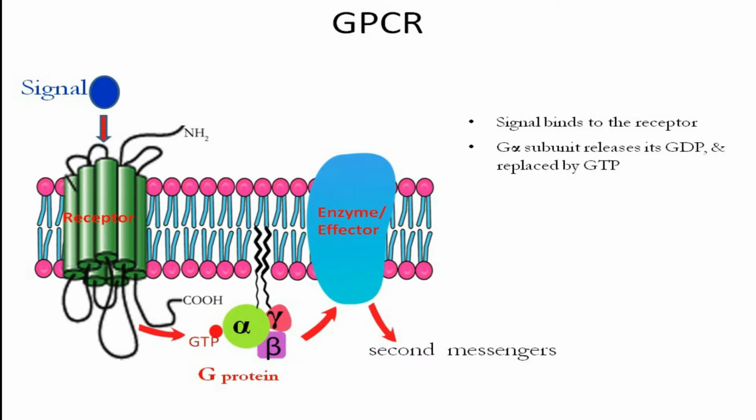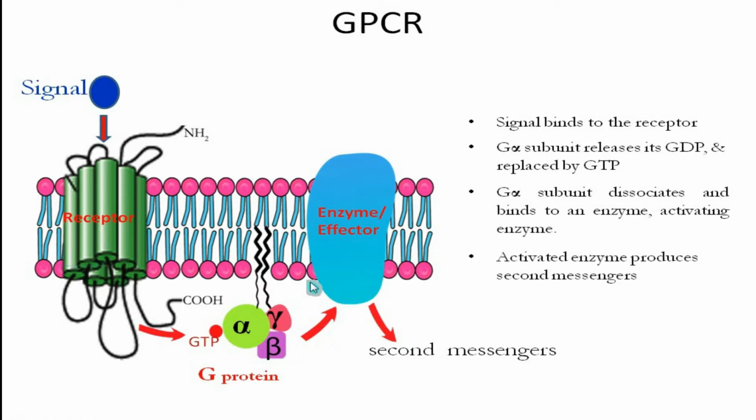And what happens? The G protein is released from the receptor, and it also triggers the dissociation of the GTP bound alpha subunit from the G protein. First, the G protein is released from the receptor, then the alpha subunit is released from the G protein. The released alpha subunit then binds to the enzyme and activates the enzyme. The activated enzyme produces second messengers.